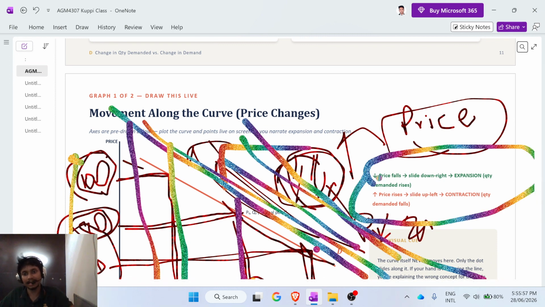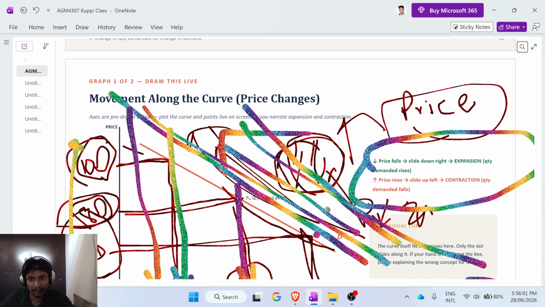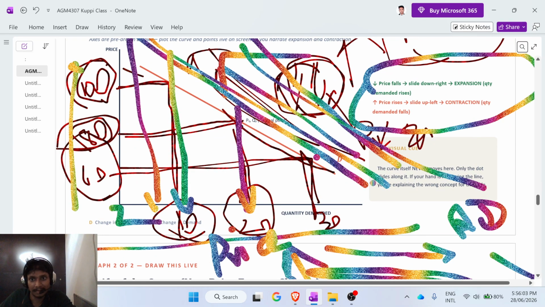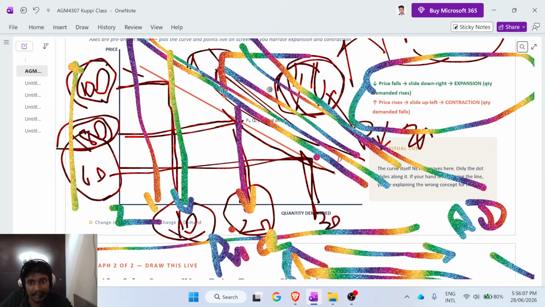Please read this statement. If the price falls, what does it mean that price falls? It means the price falls in this direction, and quantity demanded rises from 10 to 30. If the price rises in this way, the quantity demanded will fall. That's very simple.